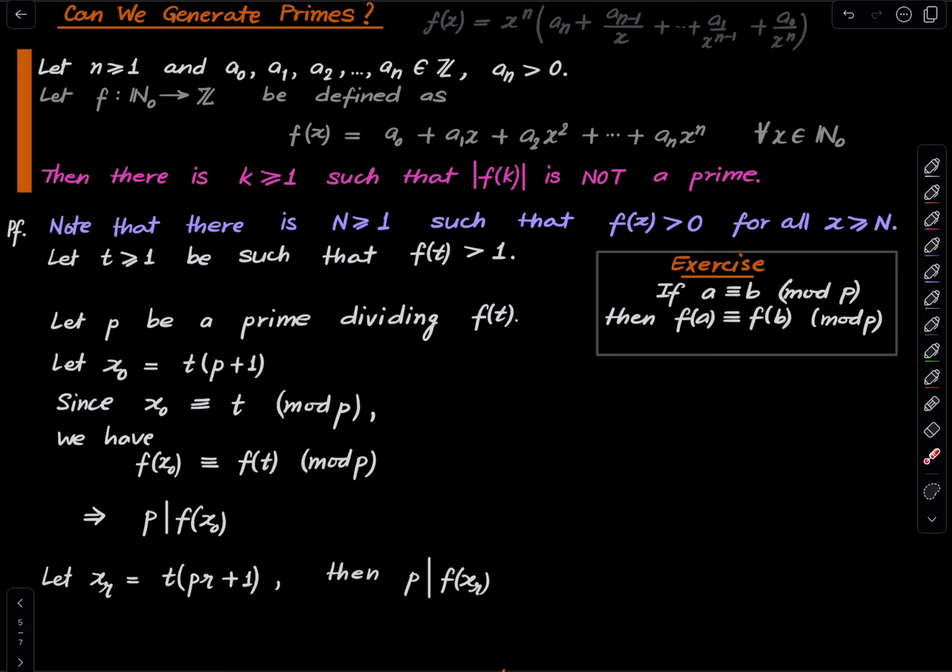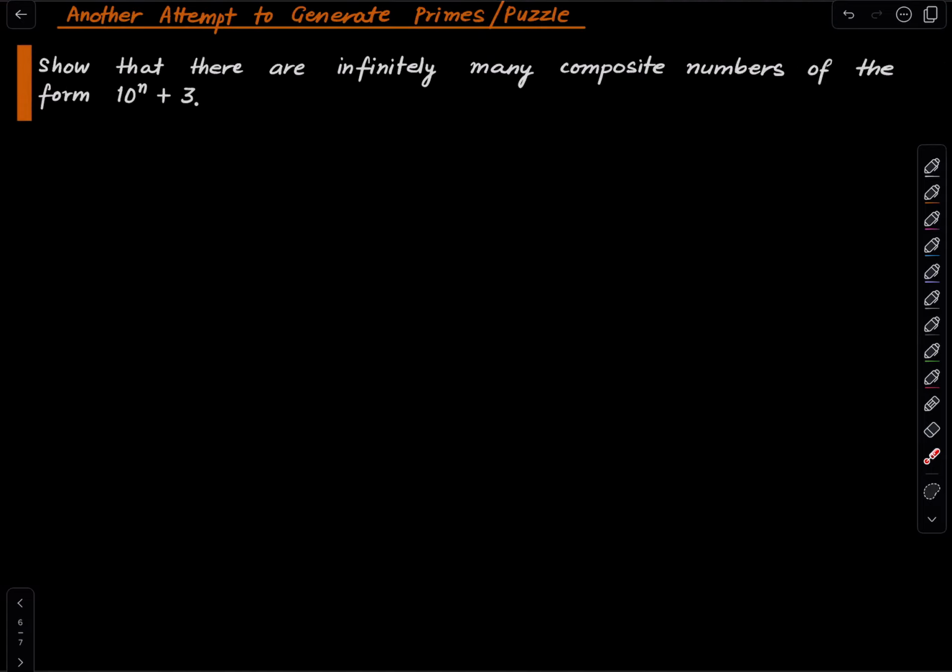Okay, another puzzle. This is another attempt to generate primes. Suppose we consider such numbers, let's say. Is it possible that this is always prime? In fact, what we want to show is that this will not be prime infinitely many times. That's what I've written here, that it will be composite for infinitely many values of n.